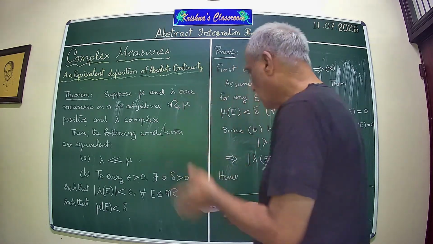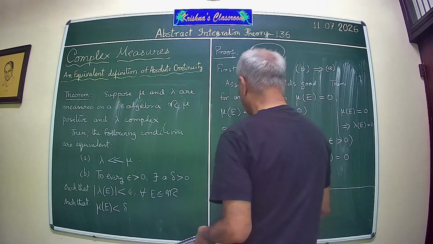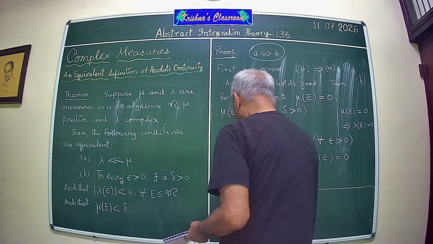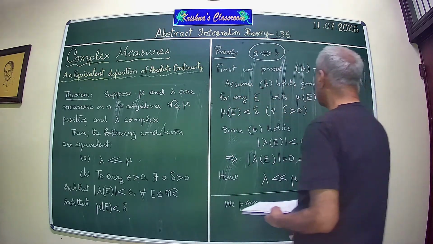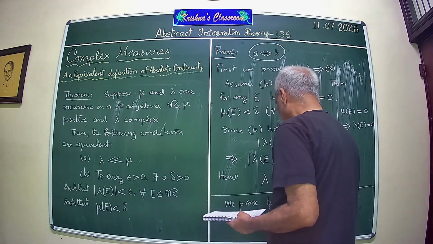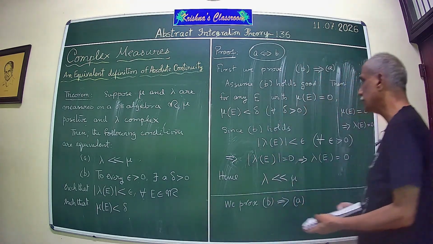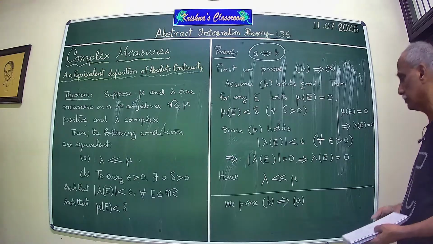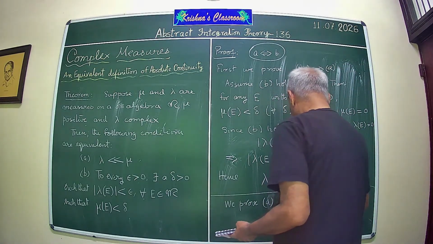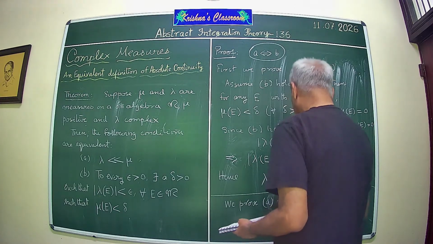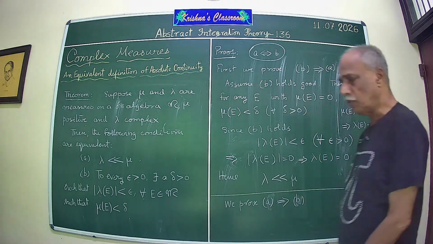Okay. What do we want to do? The second part is, so we now prove A implies B. B implies A, we have already proved, so A implies B. But how do we do this one?